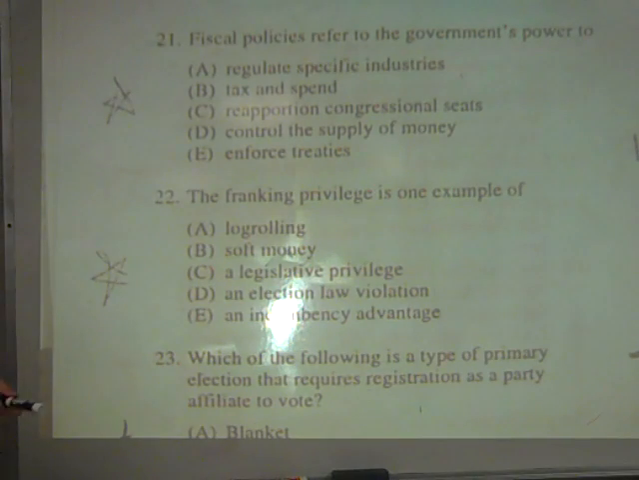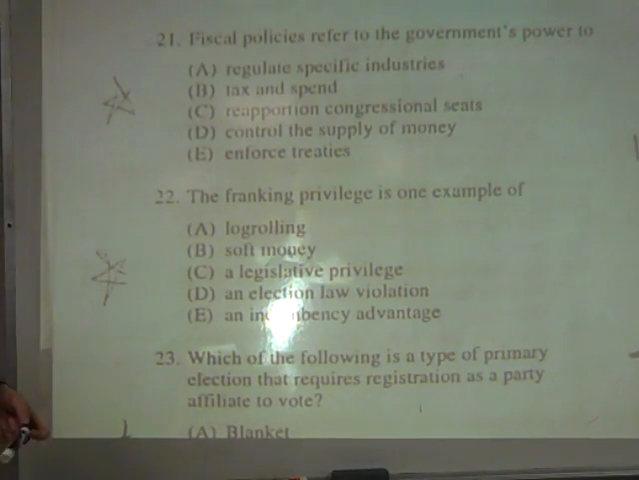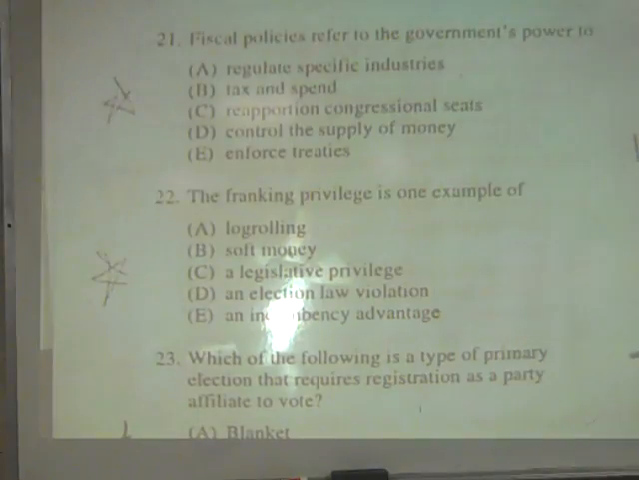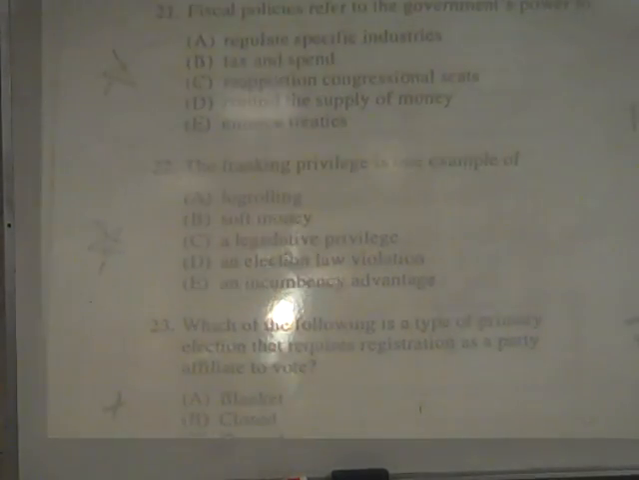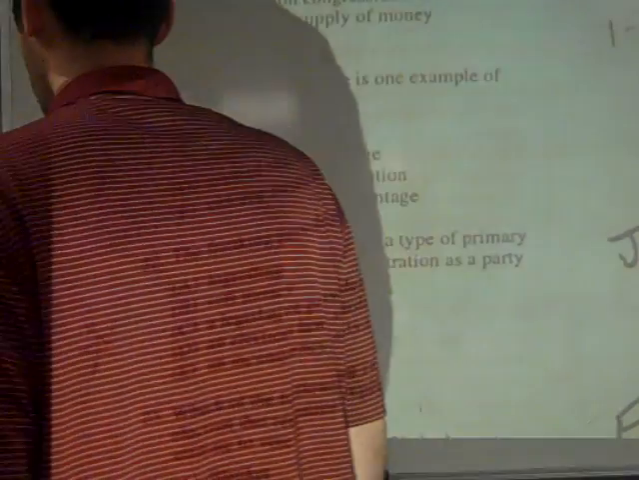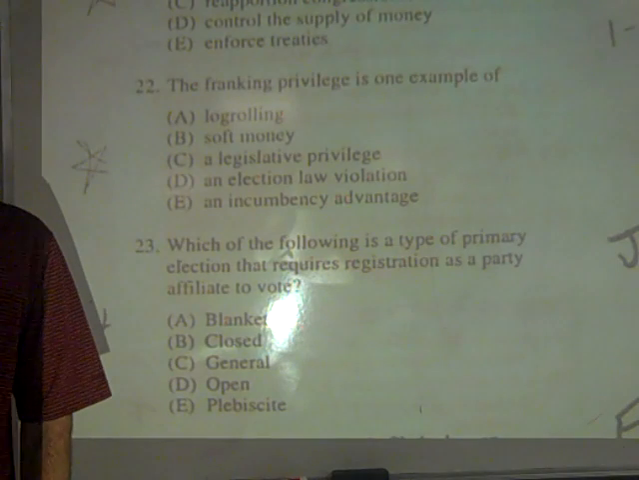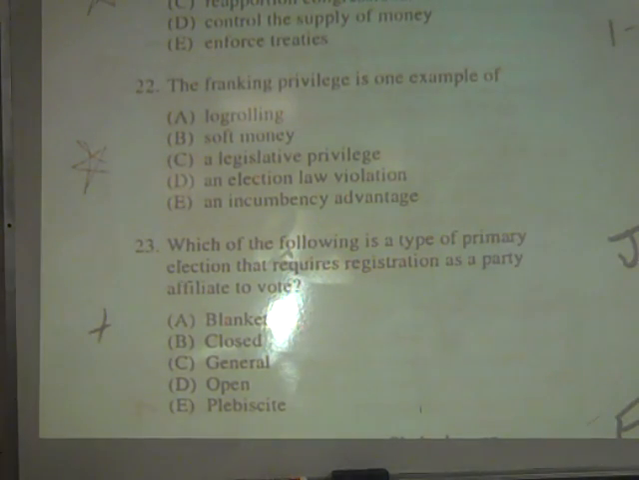All right, it's an agency, but it doesn't control fiscal policy. And then enforcing treaties is not fiscal policy. The franking privilege is free mail to your constituents. All congressmen enjoy this. And you can't send your constituents campaign materials, vote for me, but you can send them updates on what you've been doing. And you typically send them updates on what you've been doing that's good, that benefits them.